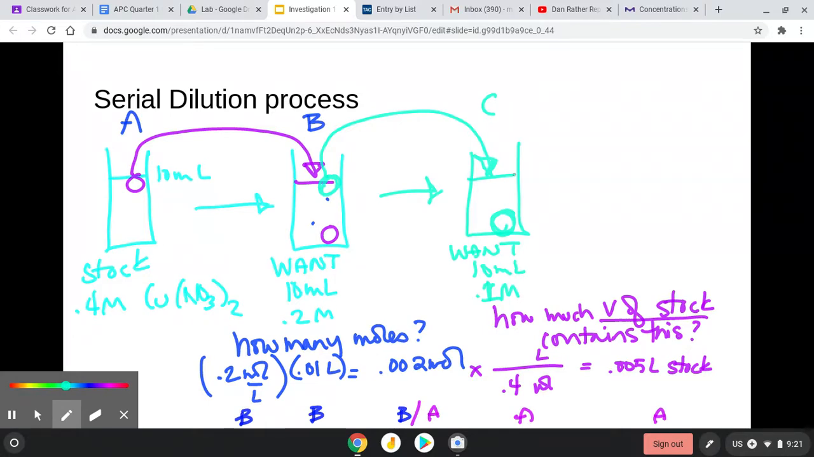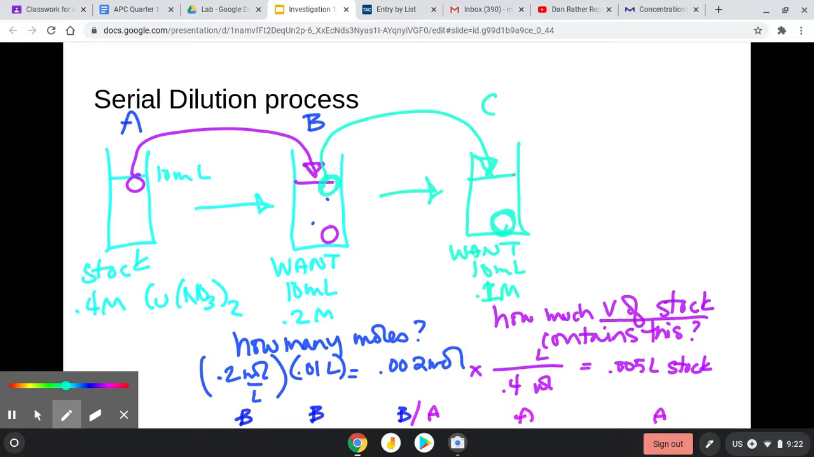So this is called a serial dilution. It's a serial dilution because we're going from A to B and then B to C. In a normal dilution, we would go from stock to create B, then from stock to create C, then from stock to create D. But like I said before, if we did that, by the time you got to taking the amount of the stock out and putting it into solution E, that amount you take out of the stock is too small to accurately measure. Whereas if we go in a serial dilution, the amount that we take out of the previous solution is always going to be a measurable amount.